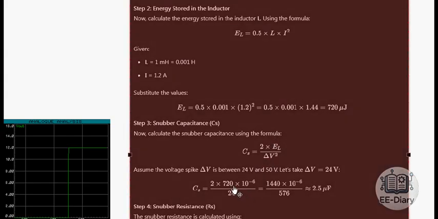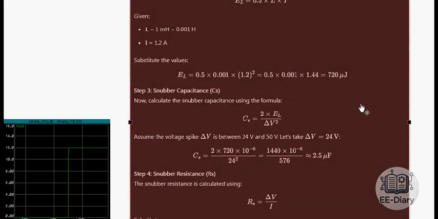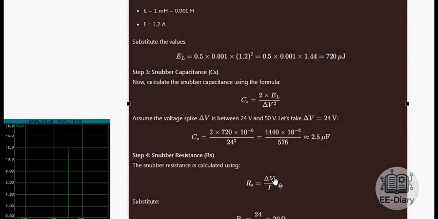Step 3, snubber capacitance CS. Now, calculate the snubber capacitance using the formula CS equals 2 times EL divided by delta V squared. Assume the voltage spike, delta V, is between 24 volts and 50 volts. Let's take delta V equals 24 volts. CS equals 2 times 720 times 10^-6 divided by 24 squared, equals 1440 times 10^-6 divided by 576, approximately 2.5 microfarads.